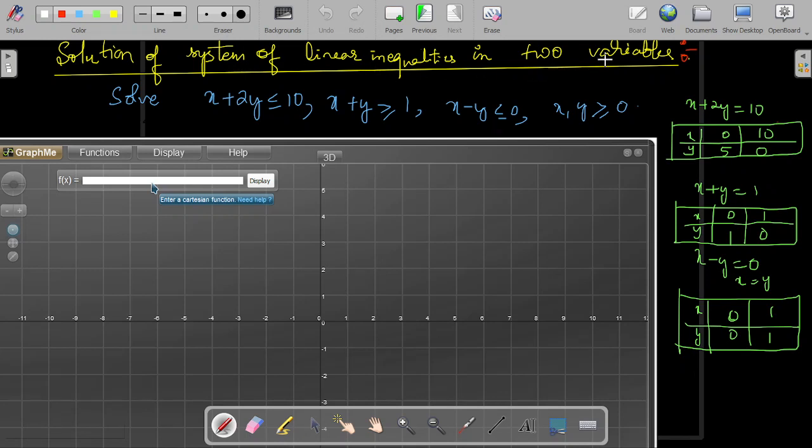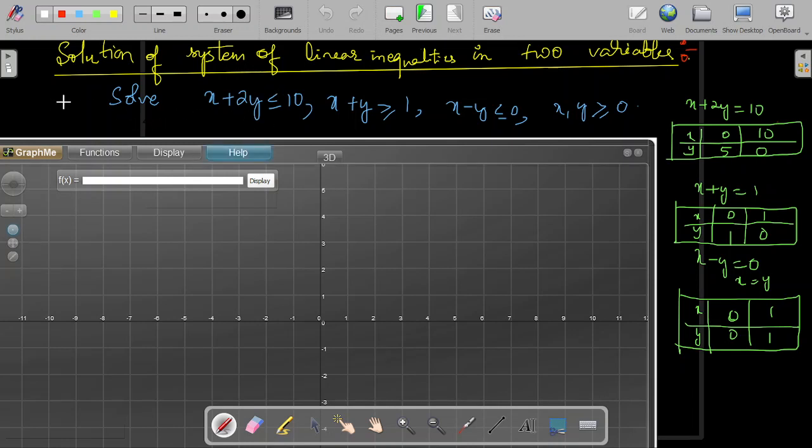A system of linear inequalities means more than one linear inequality is given to you. So when you have more than one linear inequality, you will be having more than one line in the given system. So you have to find their common region. First you find out the individual solution regions. Then you have to find out where they all come together. That particular region becomes the common solution region. That is the solution of the given system.